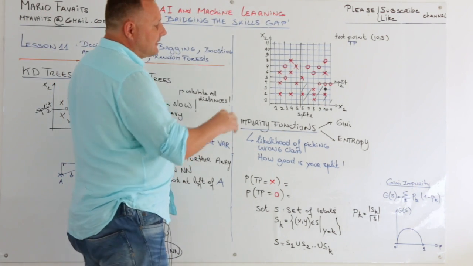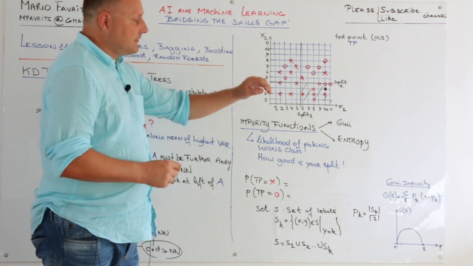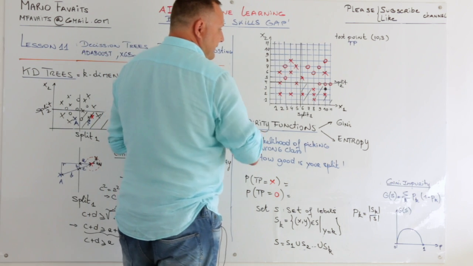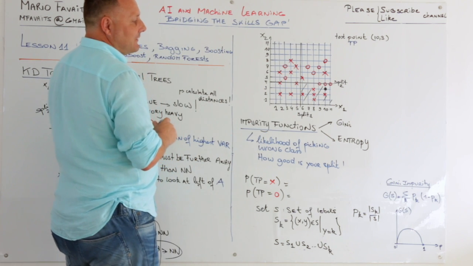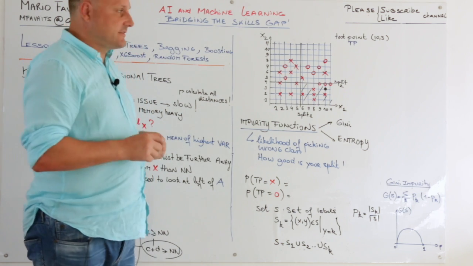Alright, let us now take a look at how we can make the link with a tree, because this is the subject of this lesson. We have another data set here. It's a binary data set. We have circles and crosses.